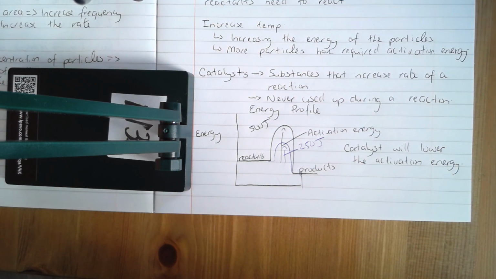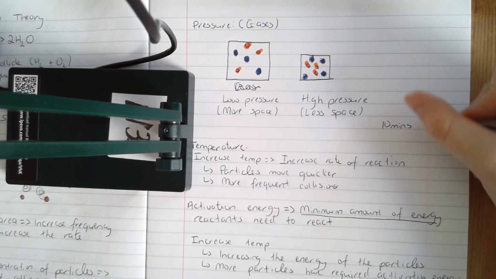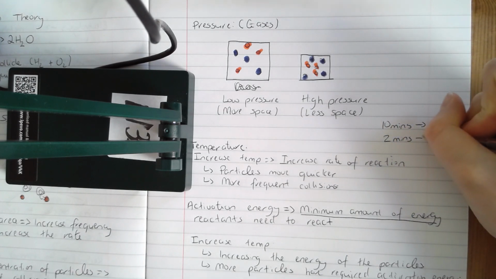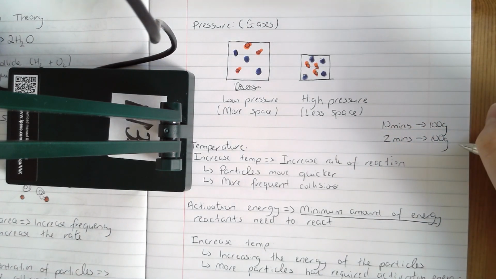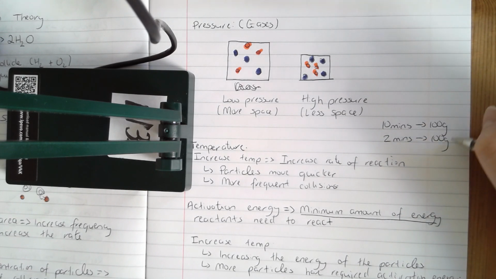So say you're doing a reaction without a catalyst and it takes you 10 minutes to produce 100 grams of your product. You do that with a catalyst and it might only take you 2 minutes to produce 100 grams of your product. So using the catalyst means it's taking less time, but you're not increasing the amount of product. You're still getting the same amount. It's not going to affect the amount of product.